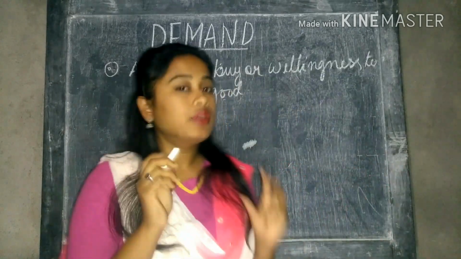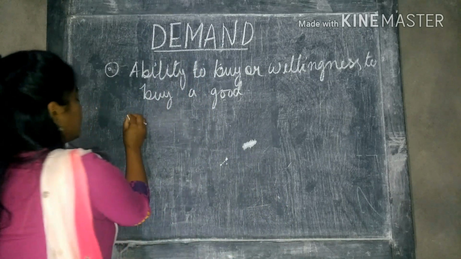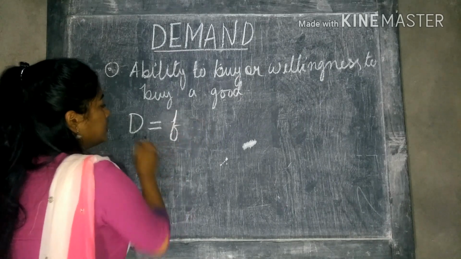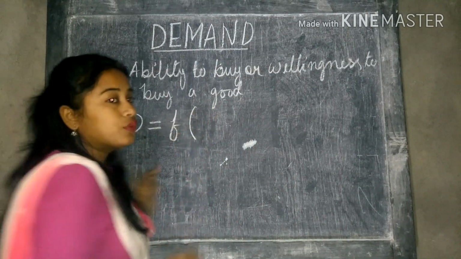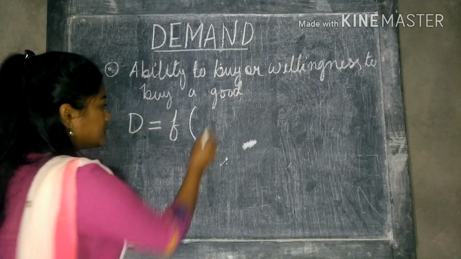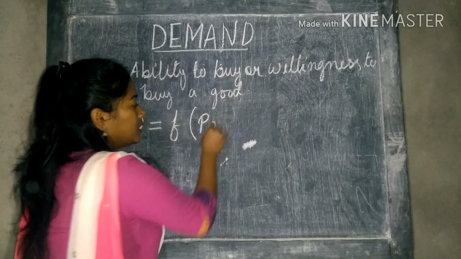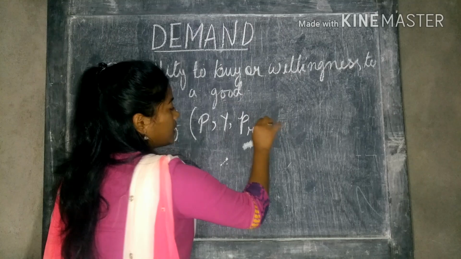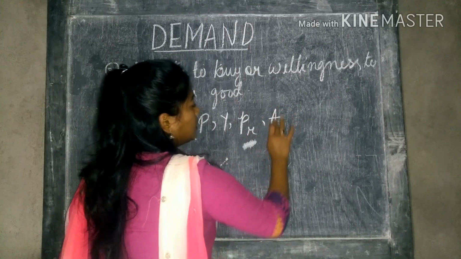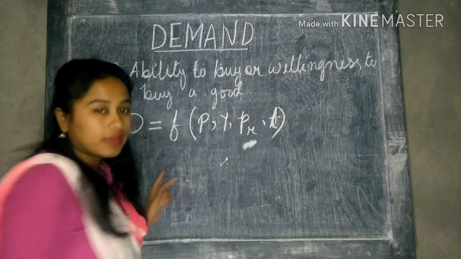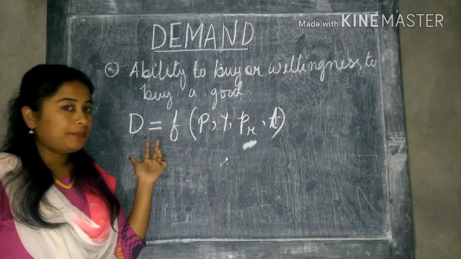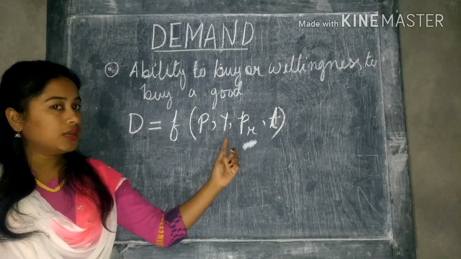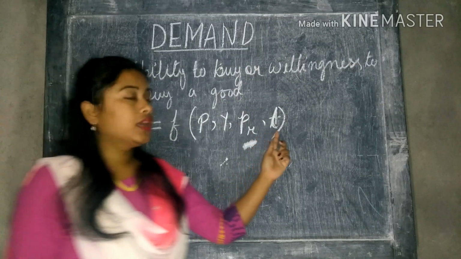Okay, so the demand for a commodity depends upon four factors. Okay, that means demand is a function of four factors. First one is price, second one is income, third one is price of related goods, and the taste of the commodity. Okay, so demand for a commodity depends upon four factors: price, income, price of related goods, and taste.